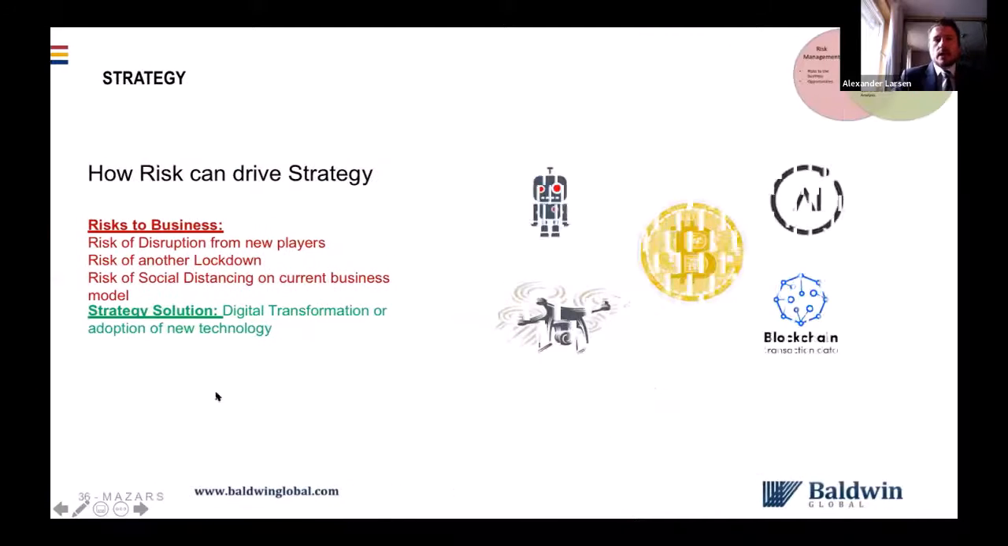So what does that look like? So how can risk actually drive strategy? It doesn't make sense, because strategic planning usually develop a strategy and then we might look at risks. But actually, if we know we have a major risk, so let's look at these risks here. Risks of disruption from new players, risks of another lockdown, or risks of social distancing on our current business model. These are 3 risks that are going to impact the same thing.